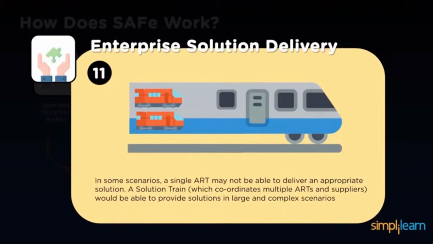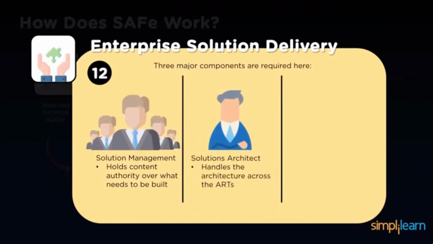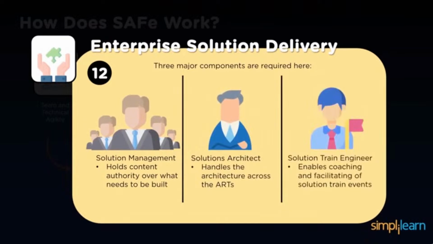So basically what is it that we are trying to achieve? So alignment we discussed about, which requires the objective of the organization because the organization is investing. So whatever we do at various different levels should complement each other rather than contradicting. So that complementing thought or complementing visibility can happen only when someone has a bigger visibility. Enterprise wide outlook. Then the three major components that are required in enterprise solution delivery would be solution management, solution architect, and solution train engineer.